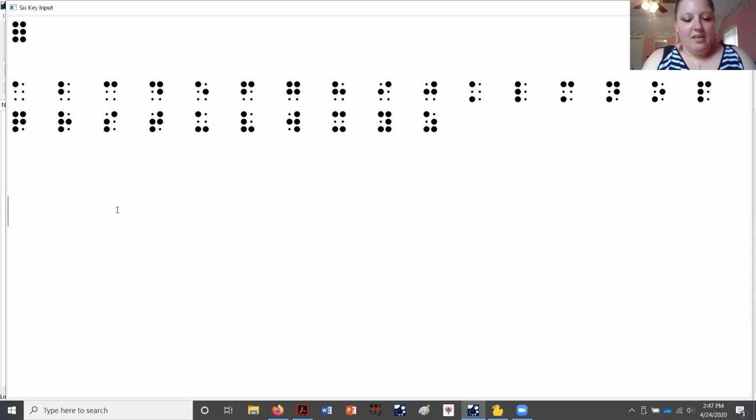Let's do dots 1, 2, 3, 4. So letters F, D, S, J. That's 1, 2, 3. Or letters F, D, S. Then dot 1, or letter F. And let's do dots 1, 3, 4, 5, 6. Or that's going to be letters F, S, J, K, L. You can tell me what that spells.